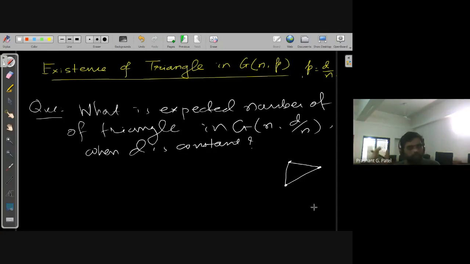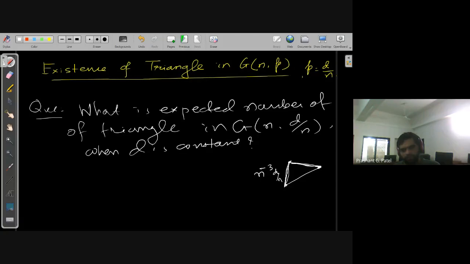Thus, the probability of all three edges between the pairs of vertices in the triangle being present goes to n raised to minus 3. That means all these three edges being present. What is the probability of presence of an edge? It is 1 by n, or it is d by n.